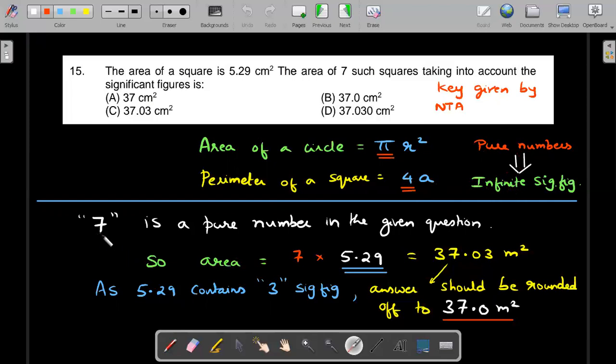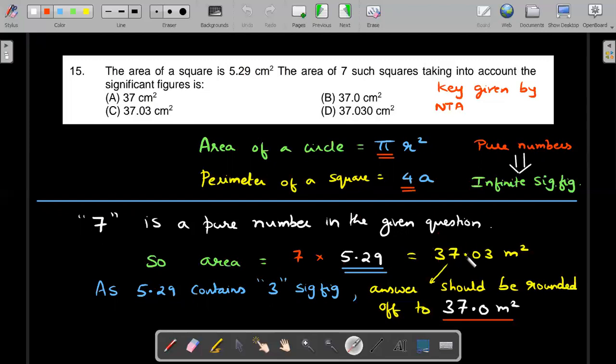Okay, so 7 like that here is a perfectly countable number. This is not a measurement. If someone asks you how many significant figures are there in this 7, you would say infinite. It's a perfect number. There's no uncertainty in that. So 7 is a pure number in the given question. So area is 7 times 5.29. In calculator you'll get this.